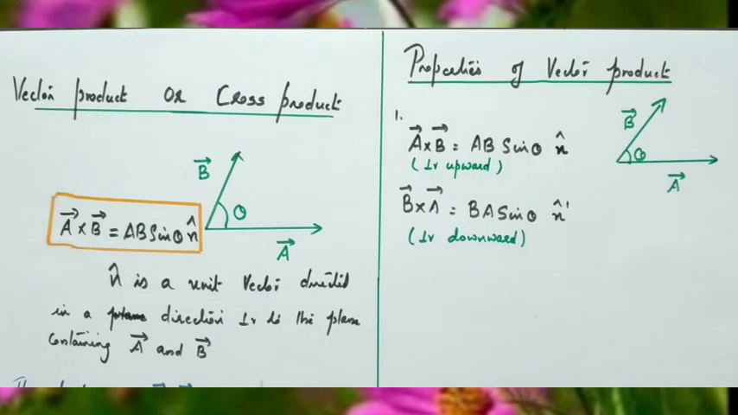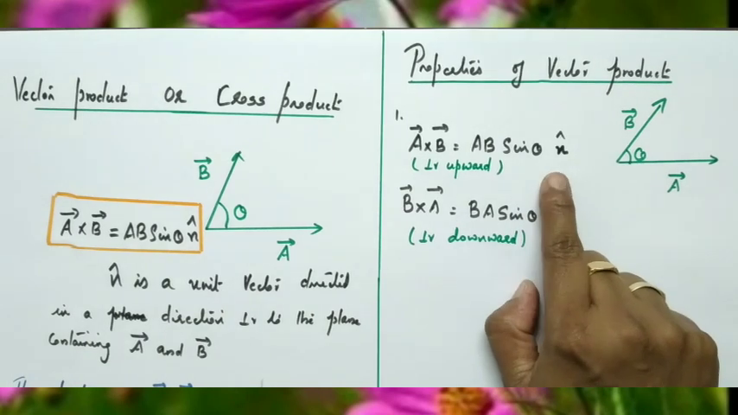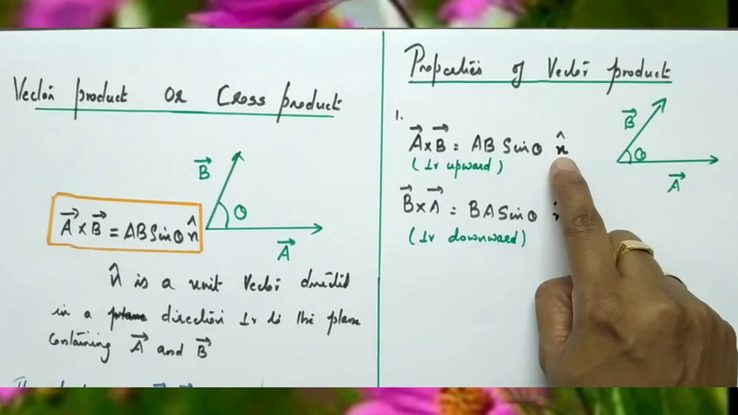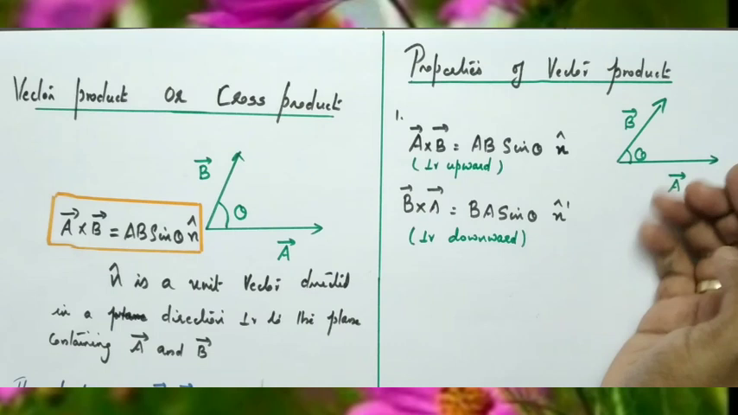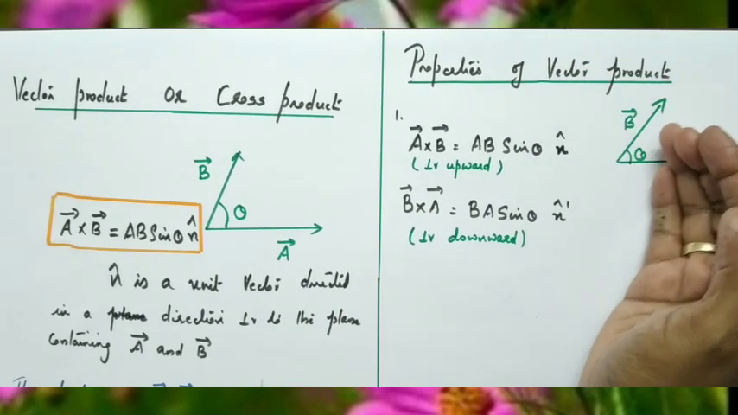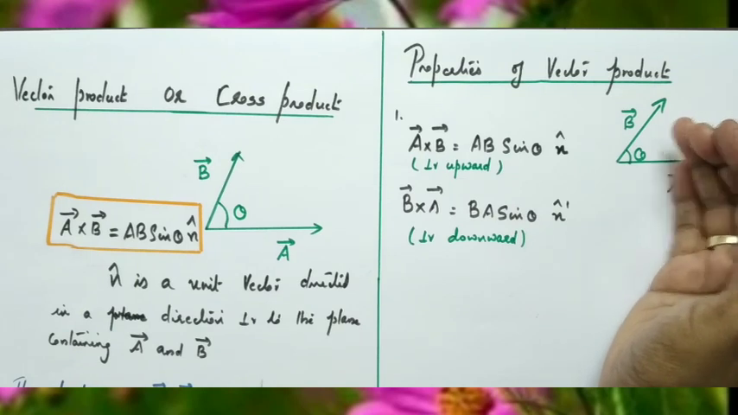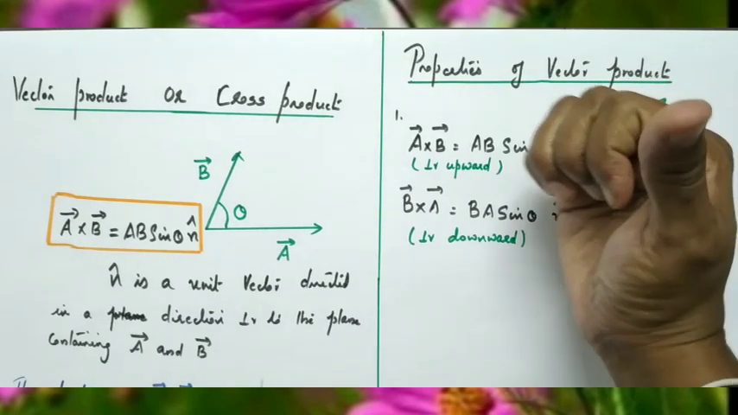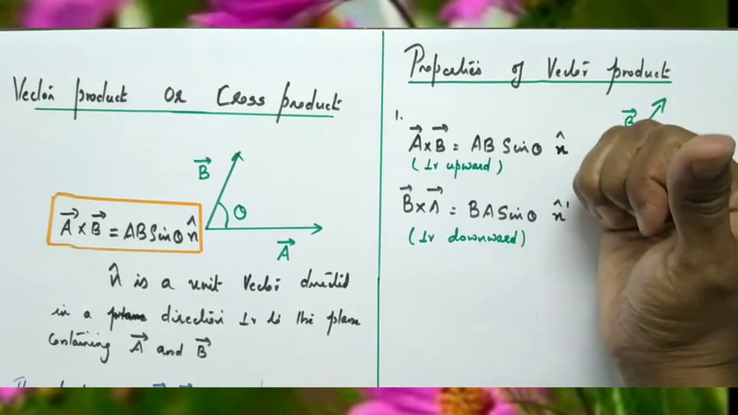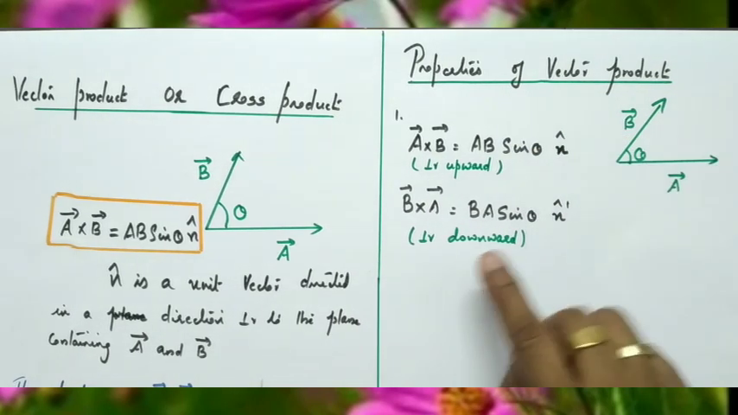Now what are the properties of vector product? First property: A cross B is equal to AB sin theta into n cap. N cap represents the direction. So what is this direction of A cross B, or n cap? A to B. Curl the forefingers in the direction from A to B. In which direction does the thumb move? The thumb is in the outward direction. So this is the direction of A cross B. Clear? Now what is B cross A?